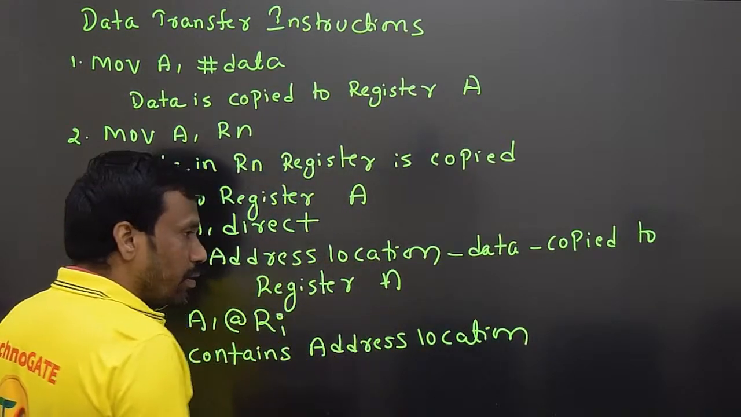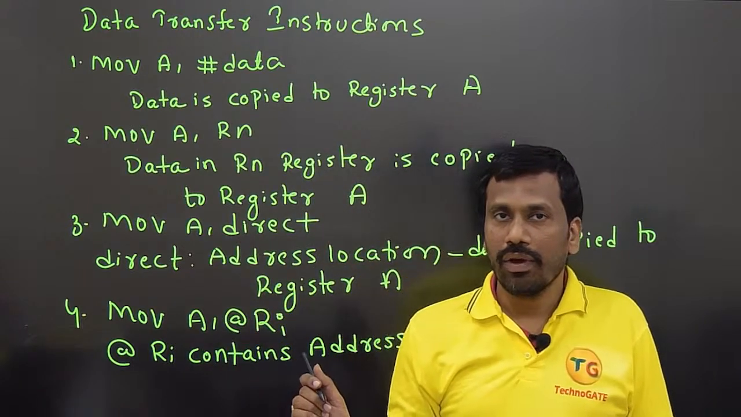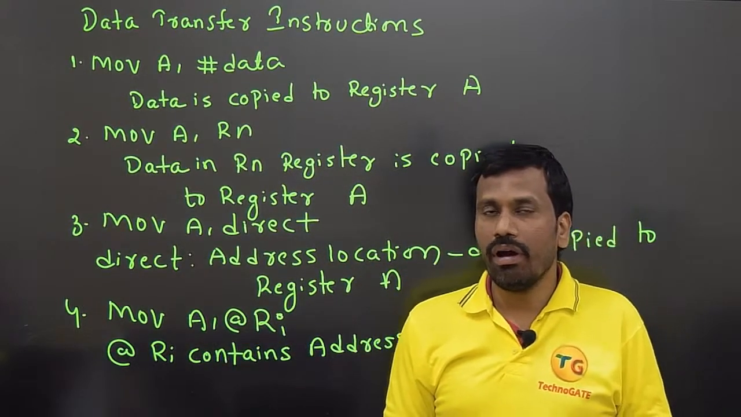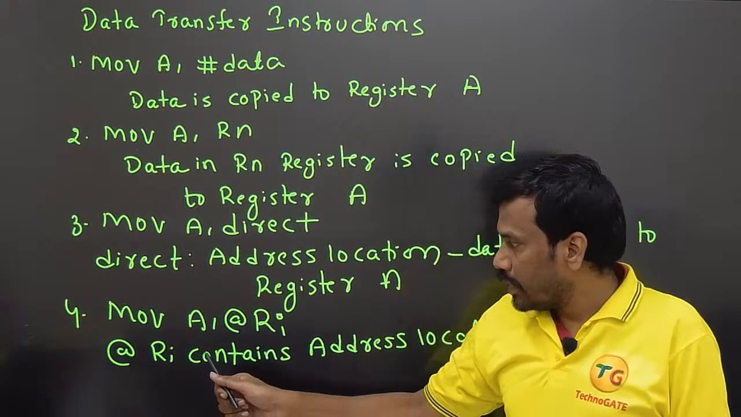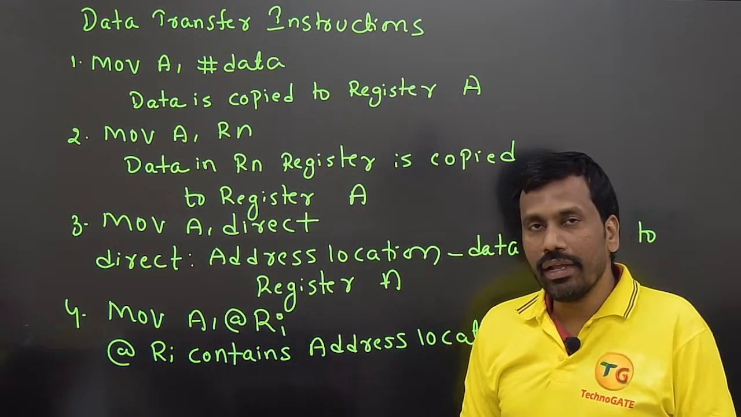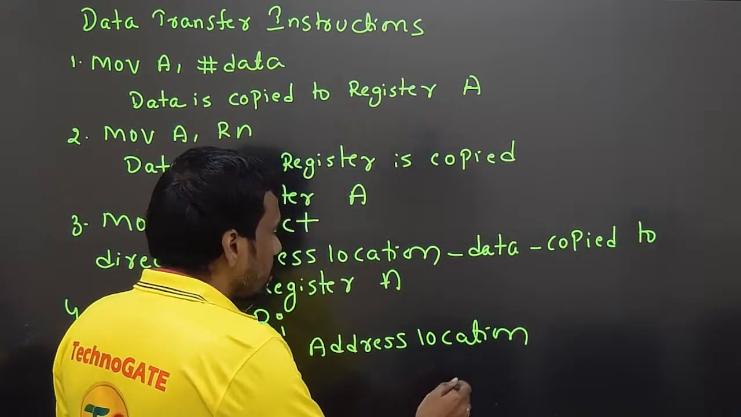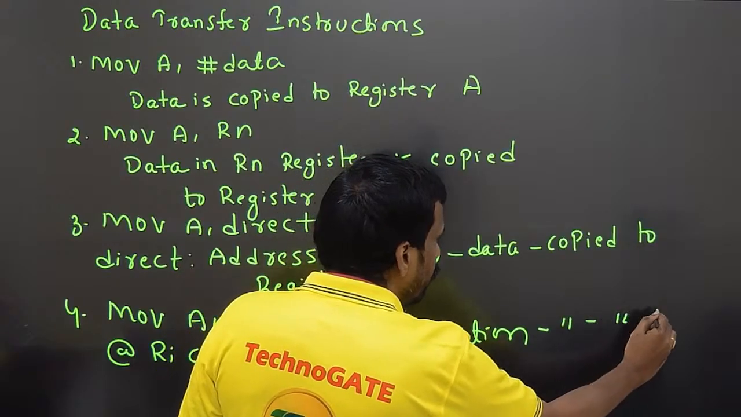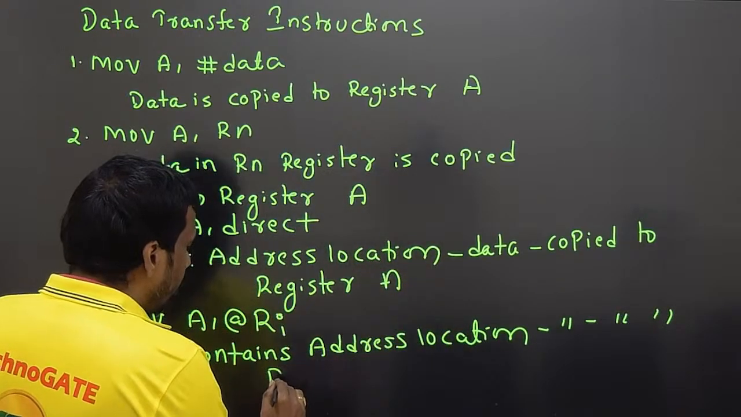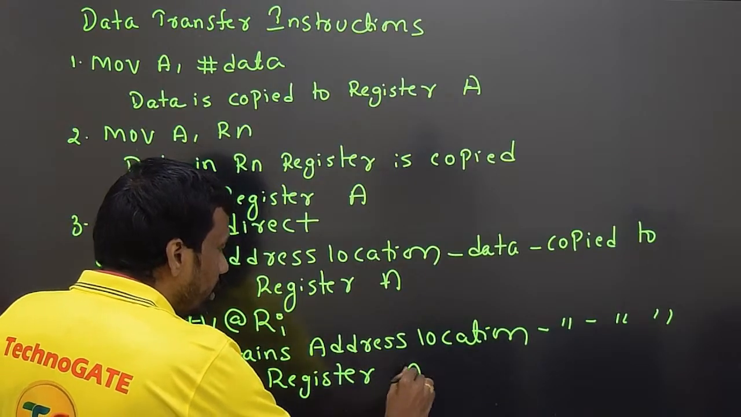Okay. So what is at the rate? At the rate means that register. What is that register? It can be R0, R1, R5, R6, R7, any register. So @RA means that register contains what? Address location. And what does this address location contain? Address location contains data, and this data will be copied to register A.